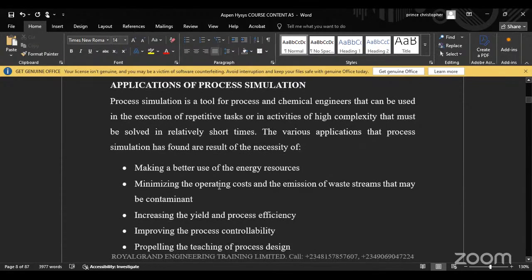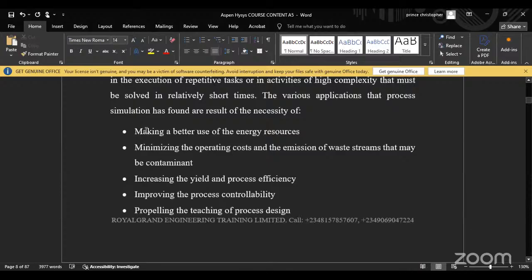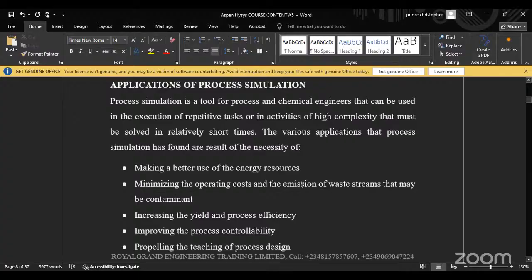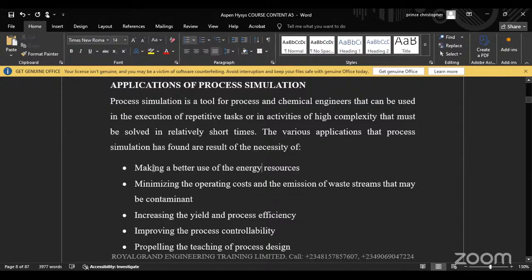So I'm going to go into this a little. These are the areas where we carry out process simulation. And why do we do that? One of the reasons is to make better use of energy resources. Whenever you are carrying out a process simulation, there are times you have waste. Most of the time you have waste. Now, this waste product you get, sometimes it can be used as energy.